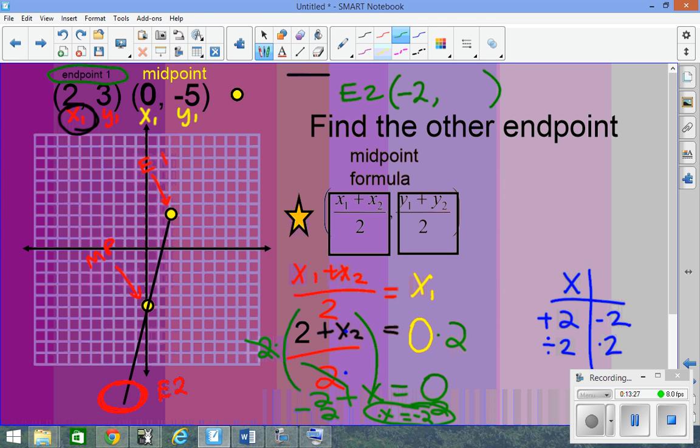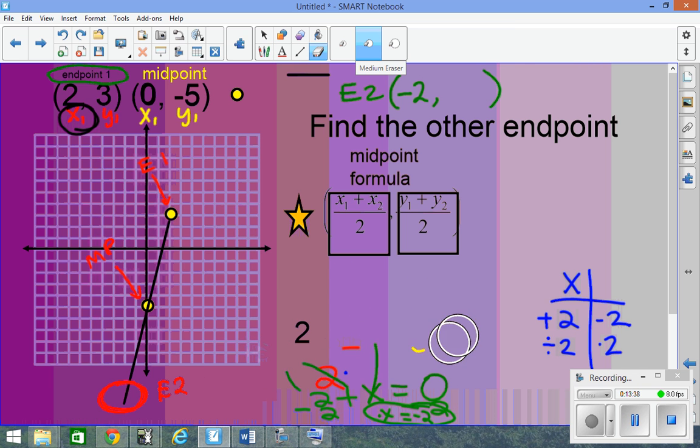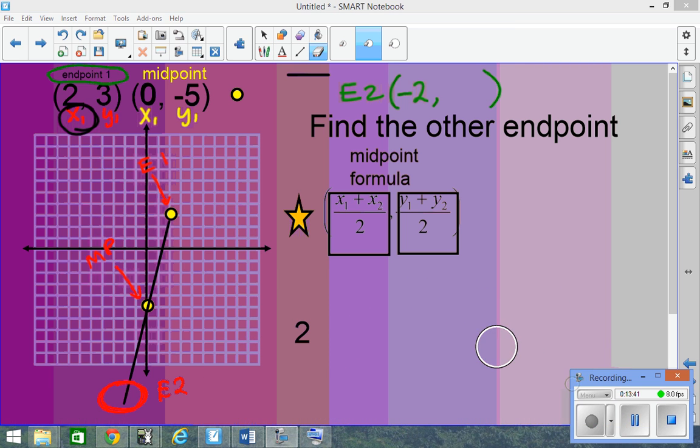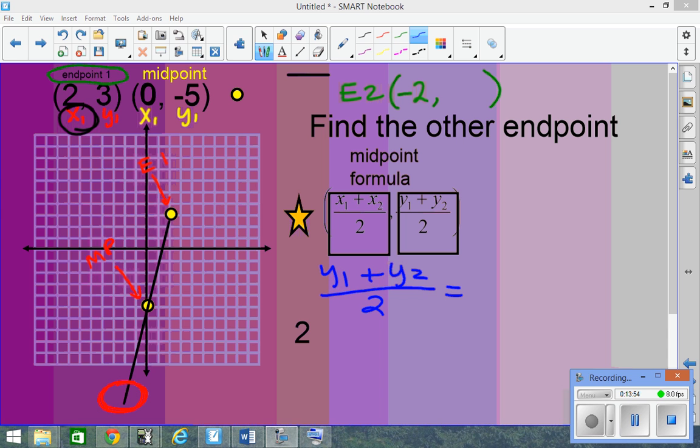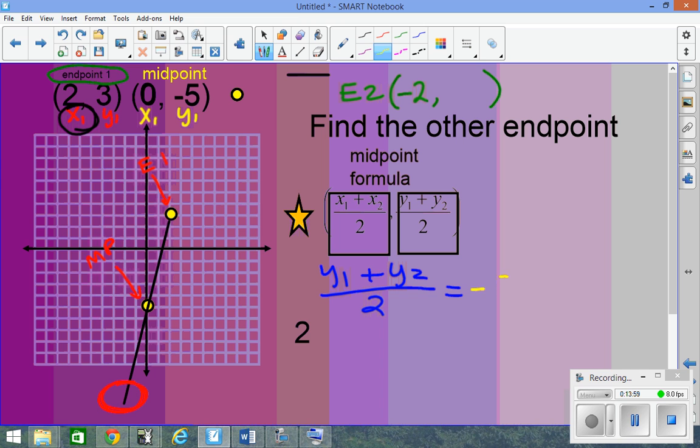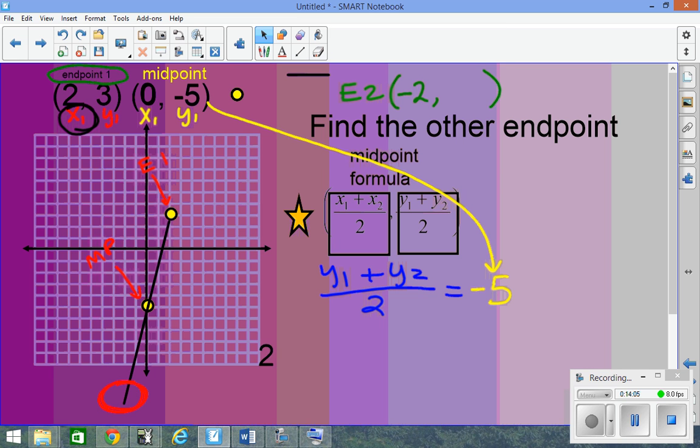Alright, now let's figure out what the coordinate is for the y. If you need to take a second and pause the video and replay this section, please do so. Alright, what we're going to do now is the same thing except with the y stuff. So my y1 plus y2 divided by 2, we're going to set this equal to the midpoint y coordinate, which is negative 5. Okay, so see where I'm getting this from? Negative 5.